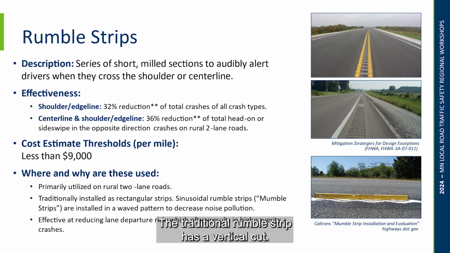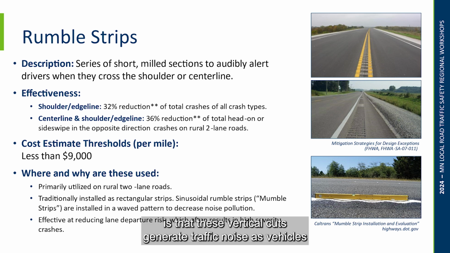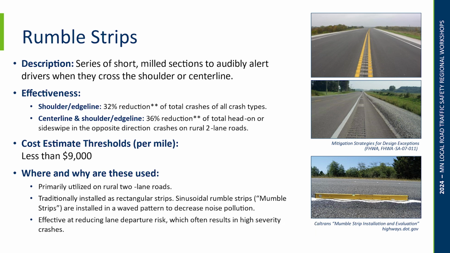The traditional rumble strip has a vertical cut, and one of the concerns with rural areas in deploying rumble strips is that these vertical cuts generate traffic noise as vehicles run over them, and there's complaints from adjacent landowners. This has caused agencies to rethink this issue of deploying rumbles.